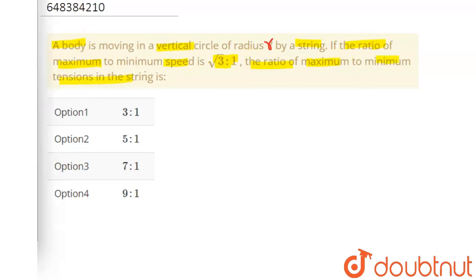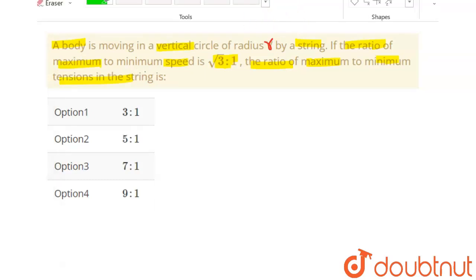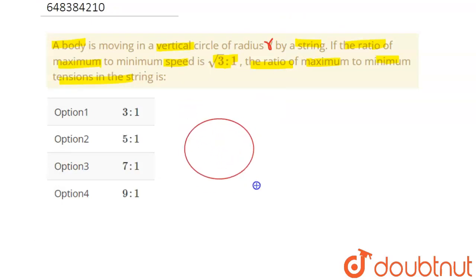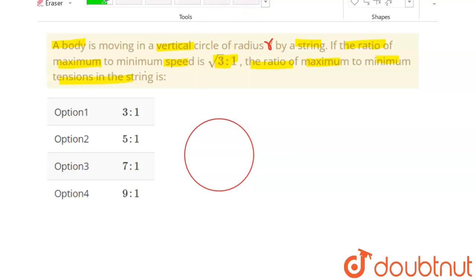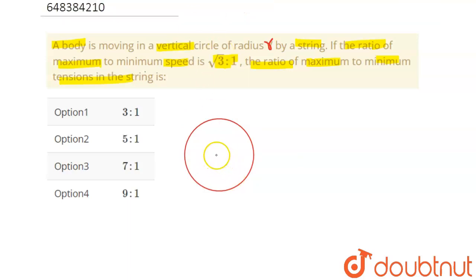Okay, so let's solve this question. So first of all, we will take a vertical circle to understand this better. This is a vertical circle. All right, this has a radius of small r.